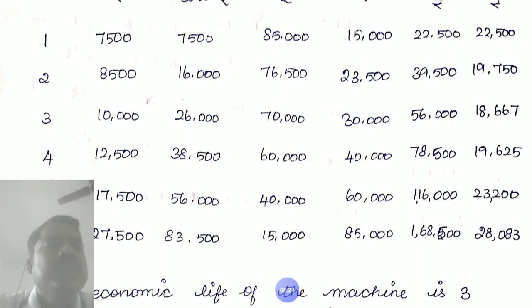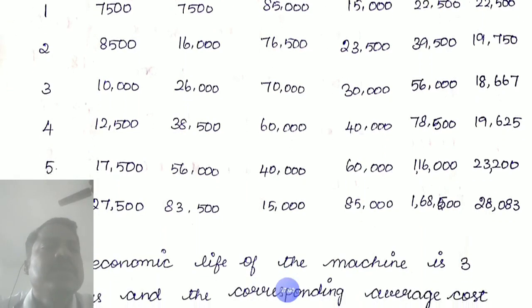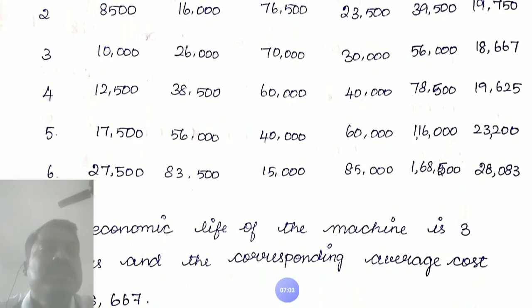Therefore, 22,500 is the first year average cost, second year 19,750, third year 18,667, fourth year 19,625. Therefore, the fourth year also increased the total average cost over the third year. First, second and third years are decreased, then the fourth, fifth and sixth years are increased. Therefore, the minimum average running cost is in the third year, 18,667.